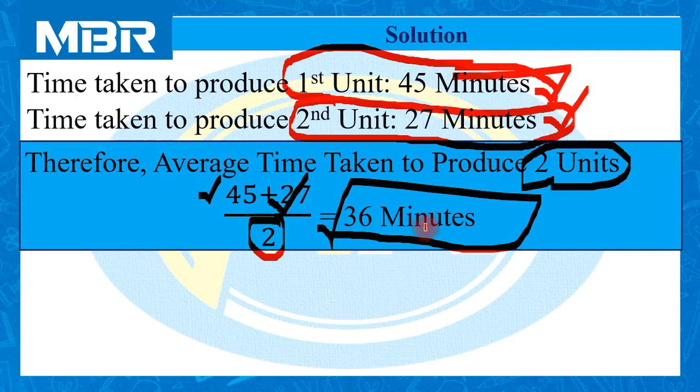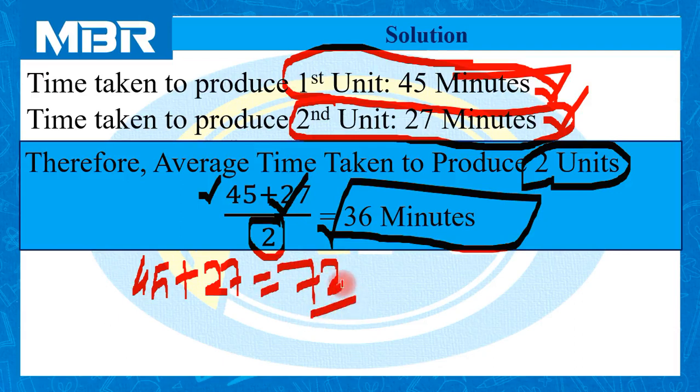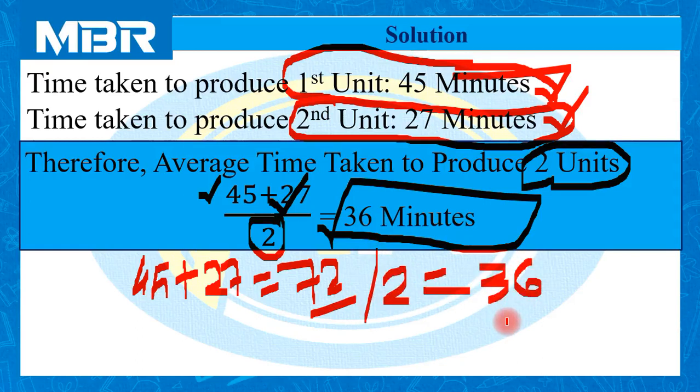Or you can understand it in a different way. For making the first unit, we have taken 45 minutes. For making the second unit of output, we have taken 27 minutes. It means for manufacturing 2 units of output, we have taken 72 minutes. So the average time taken per unit is equal to 36 minutes. This information is highly useful to us in order to understand the effect of the learning curve.